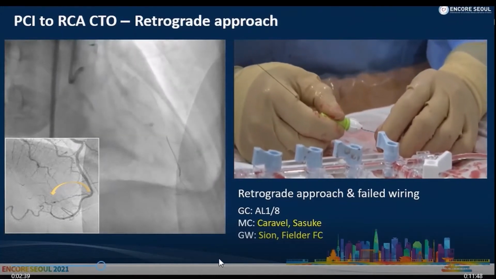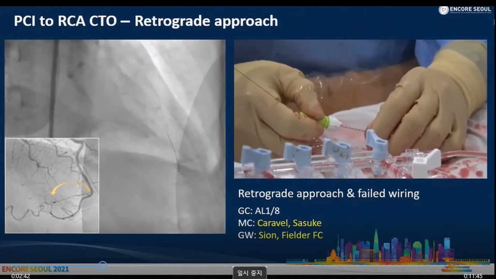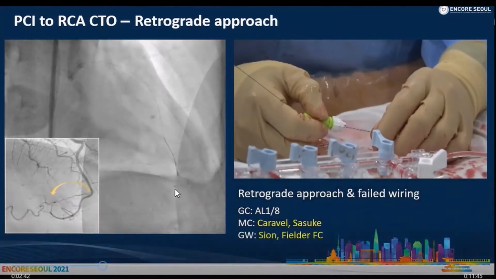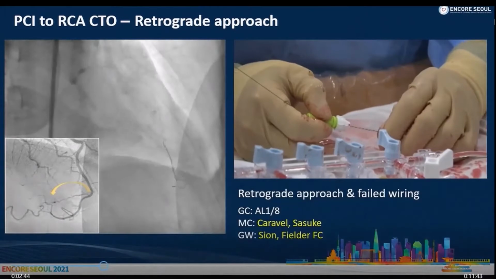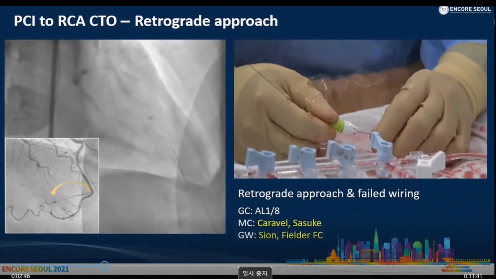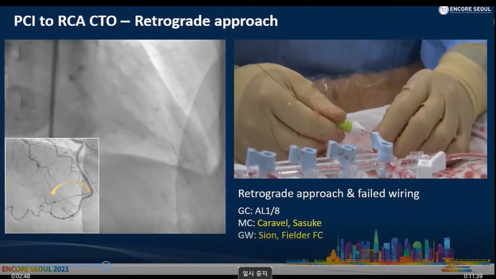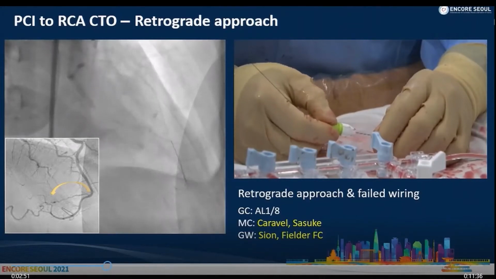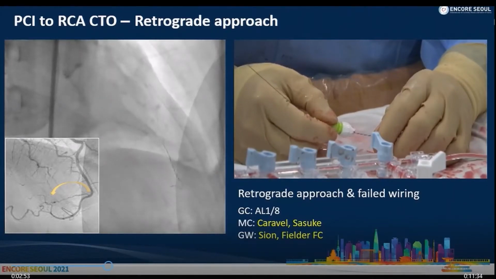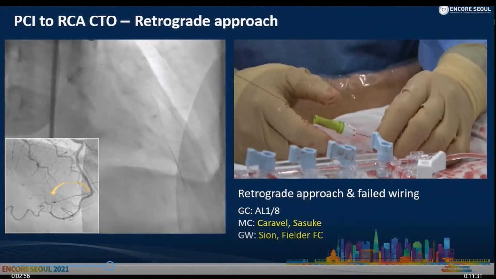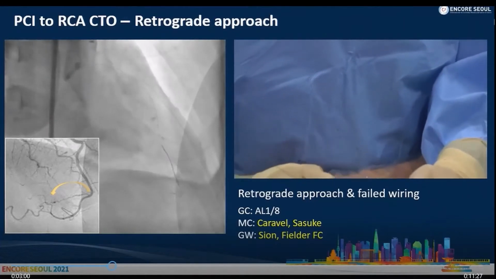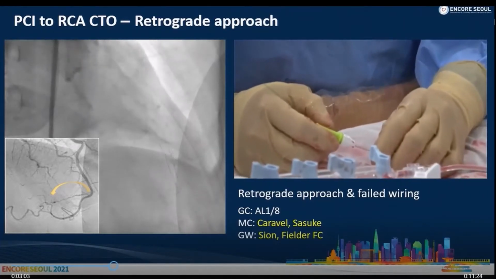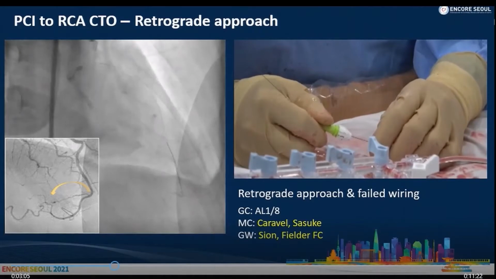Okay, good. Until this point, it is possible. But there is resistance, so if I push a little bit, the wire prolapses again. Cautiously rotating right or left, a gentle push resulted in prolapse of the wire. Using Sion and Fielder for fine control.